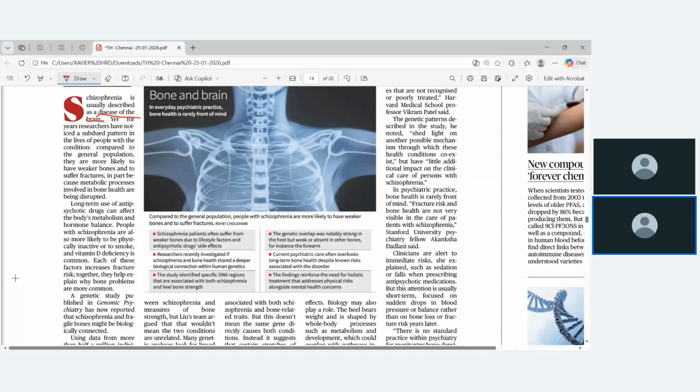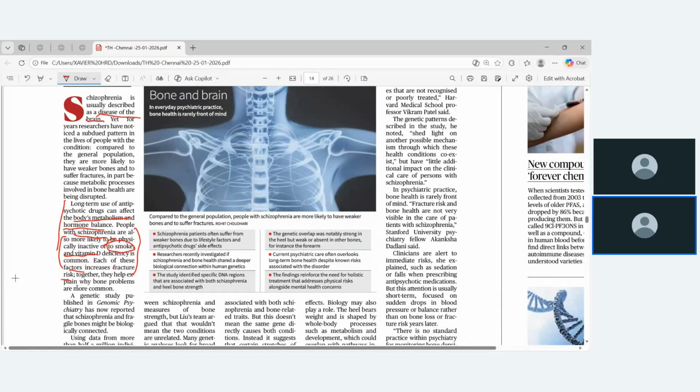Actually, it came through research done by a Chinese expert. Through that, the long-term use of antipsychotic drugs can affect the body's metabolism and hormone balance. So people who have schizophrenia are also more likely to be physically inactive. Those who are physically inactive, those who smoke, and those who have vitamin D deficiency, these will increase the fracture risk.